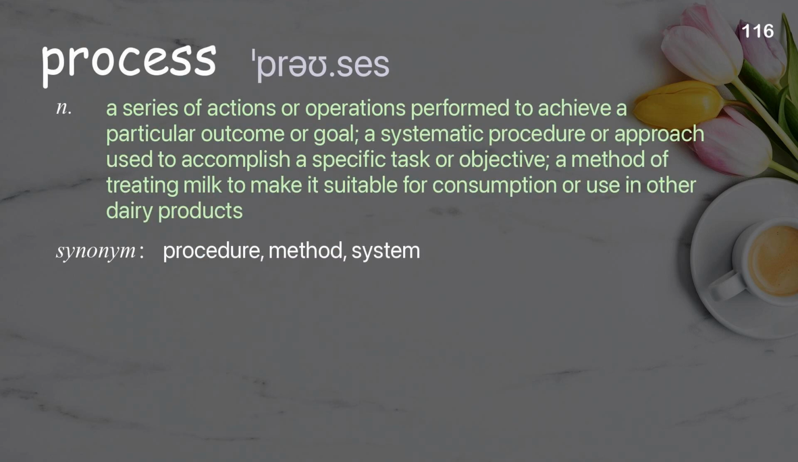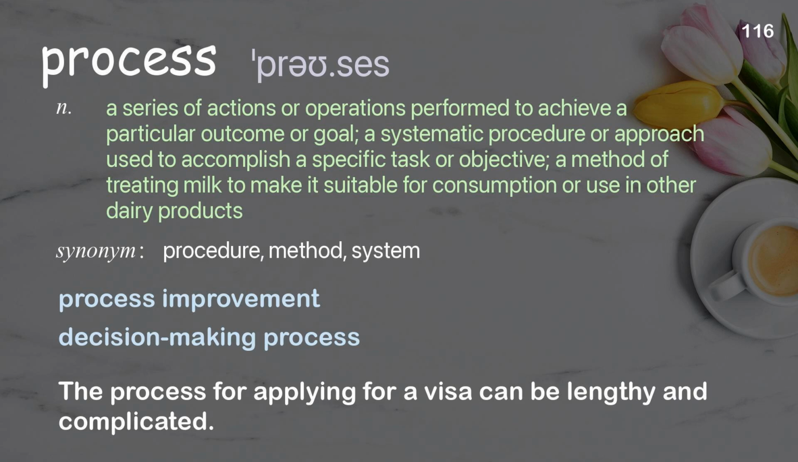Process. A series of actions or operations performed to achieve a particular outcome or goal; a systematic procedure or approach used to accomplish a specific task or objective; a method of treating milk to make it suitable for consumption or use in other dairy products. Examples: process improvement, decision-making process. The process for applying for a visa can be lengthy and complicated.